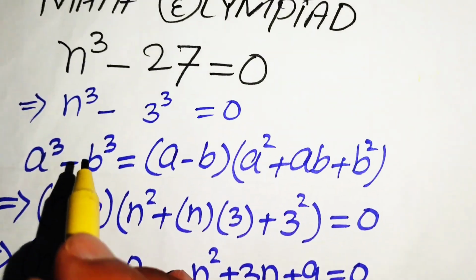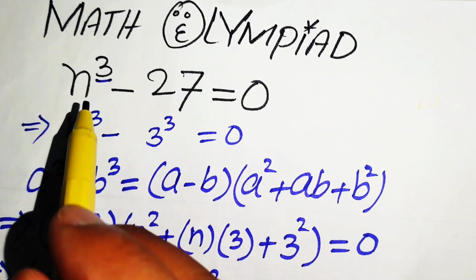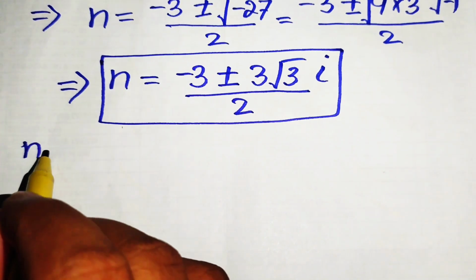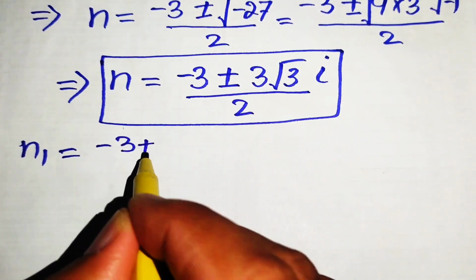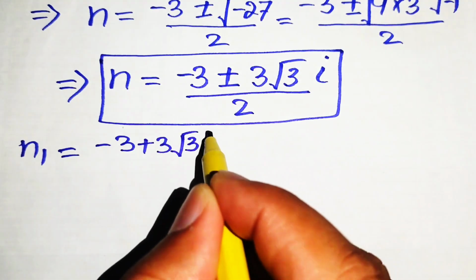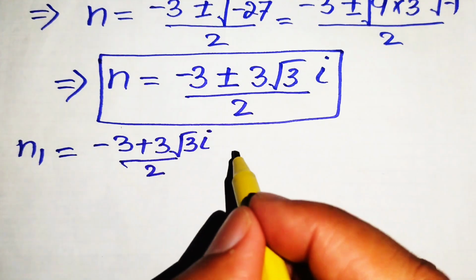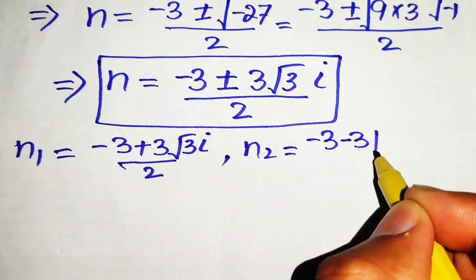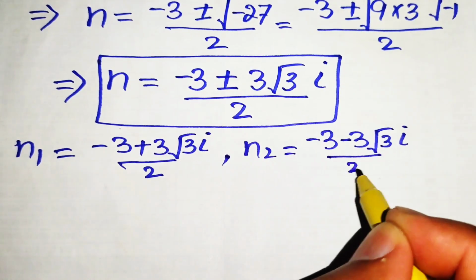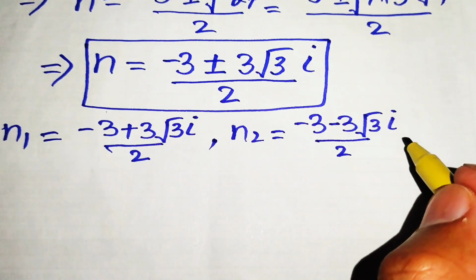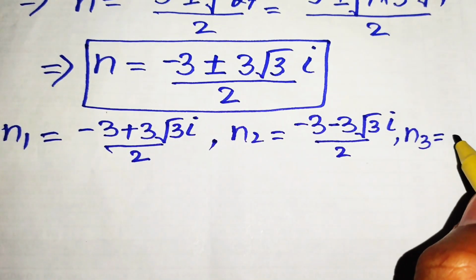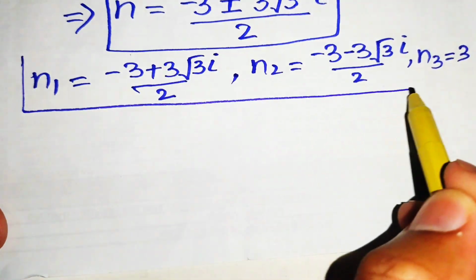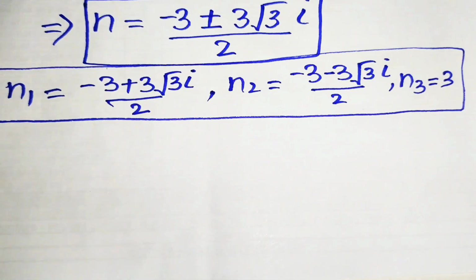I already explained that the degree of this equation is 3, so it has 3 roots. So finally the 3 roots of this equation are: n1 equals minus 3 plus 3 times square root of 3 into iota, divided by 2. This is the first root of this equation, and its second root is n equals minus 3 minus 3 times square root of 3 iota, divided by 2. And its third root is n equals 3. So these are the 3 roots of the given equation.